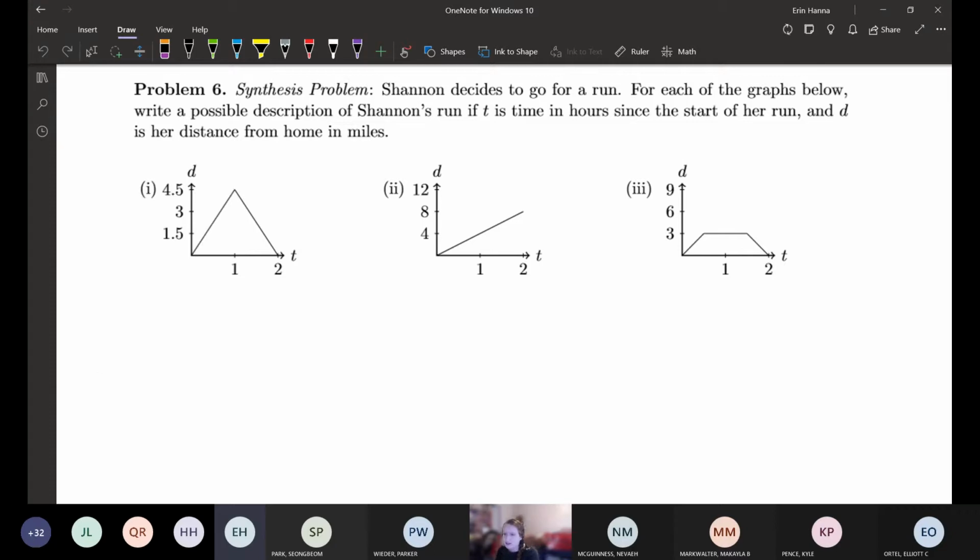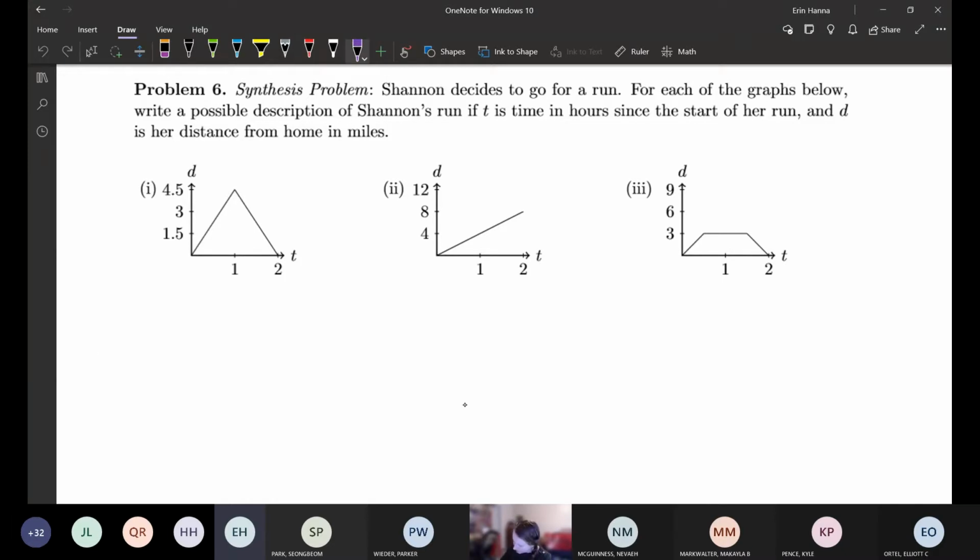All right, let's see. Some people who did graph 1. Runs for an hour away from her home and then an hour back. Good. Anybody else do graph 1? That's funny. I said not everyone choose graph 1 and then barely anyone chose graph 1, which is fine. Someone did. Took Shannon 1 hour to run 4.5 miles from home and 1 hour to get back.